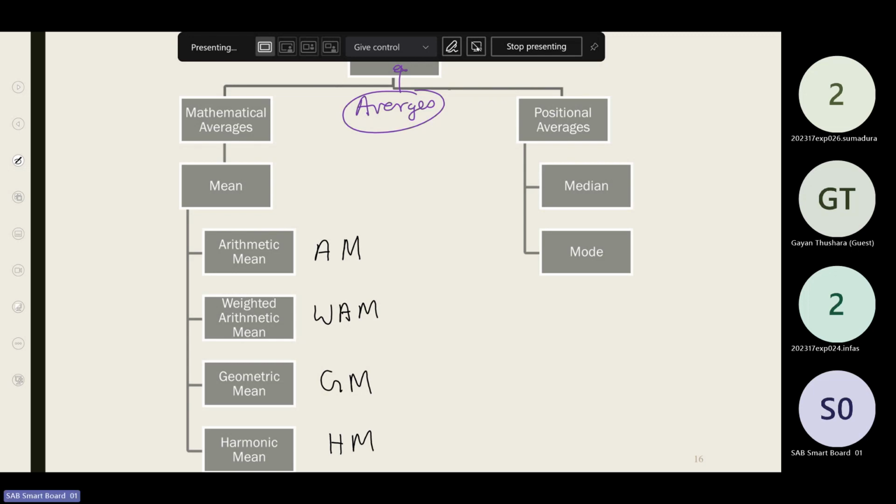Okay. So this is why I meant that different types of means are defined for different scenarios. For business purposes, arithmetic mean would do. And also we use weighted arithmetic mean. Now if you take the share price index, that's a weighted arithmetic mean. If you want to find the average rate, geometric mean.